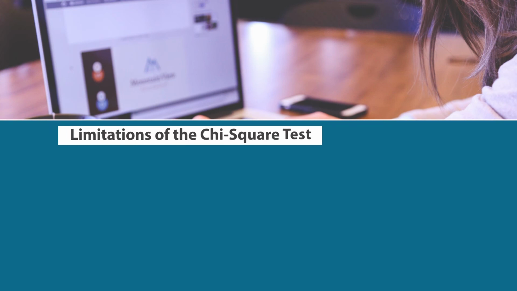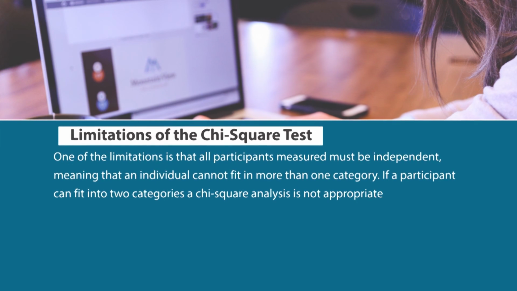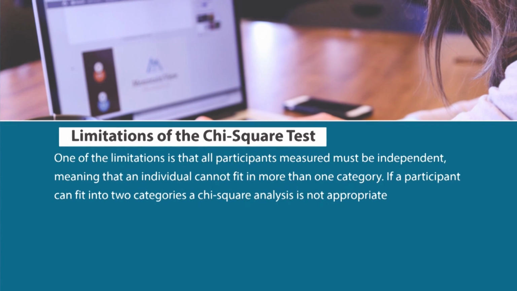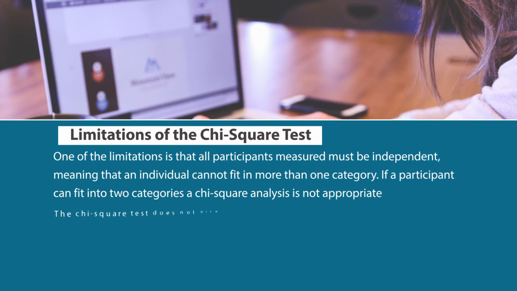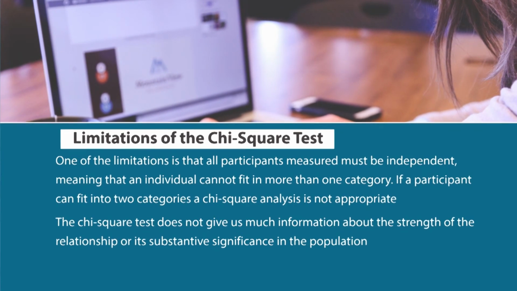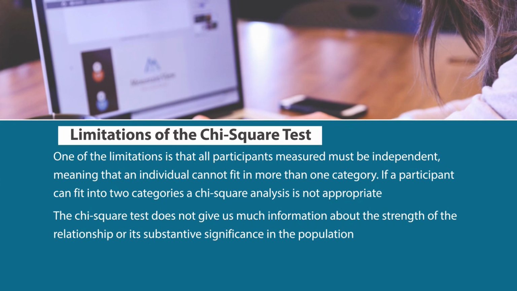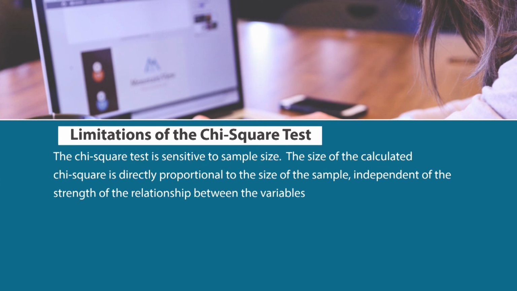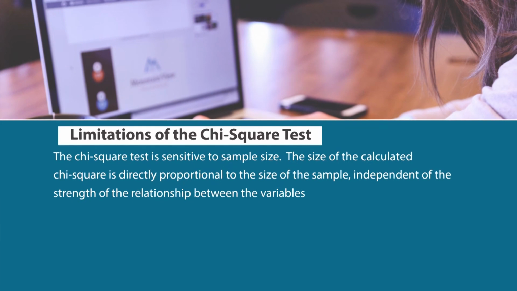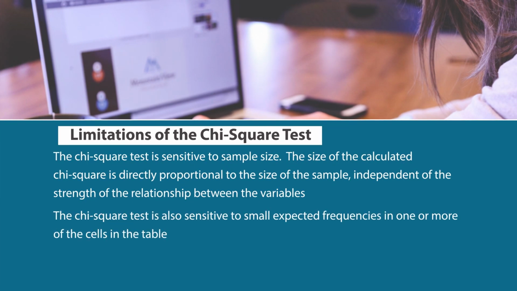So we have talked a lot about all the aspects of the chi-square test. There are certain limitations of the chi-square test. One limitation is that all participants measured must be independent, meaning that an individual cannot fit into more than one category. If a participant can fit into two categories, a chi-square analysis is not appropriate. The chi-square test does not give us much information about the strength of the relationship or its substantive significance in the population. The chi-square test is sensitive to sample size. The size of the calculated chi-square is directly proportional to the size of the sample, independent of the strength of the relationship between the variables. The chi-square test is also sensitive to small expected frequencies in one or more of the cells in the table.